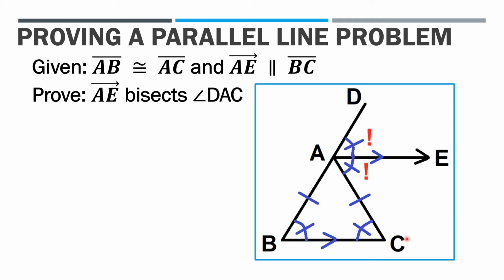Also, alternate interior angles EAC and angle C are congruent because ray AE and line segment BC are parallel. Recall that the base angles ABC and angle C are congruent. Thus, by the transitive property, angles DAE and EAC are congruent.